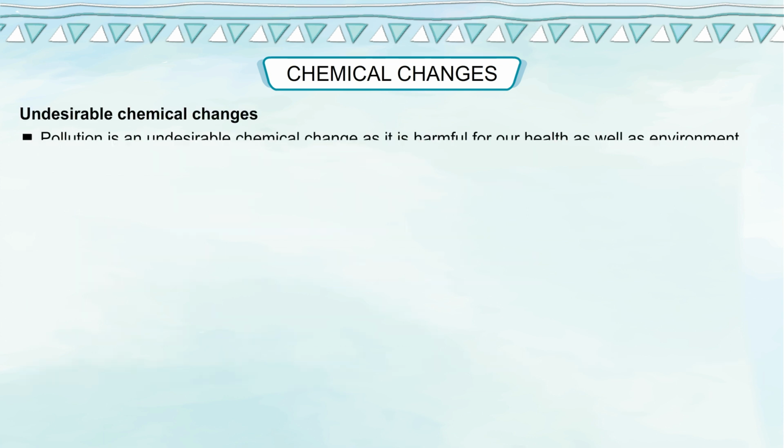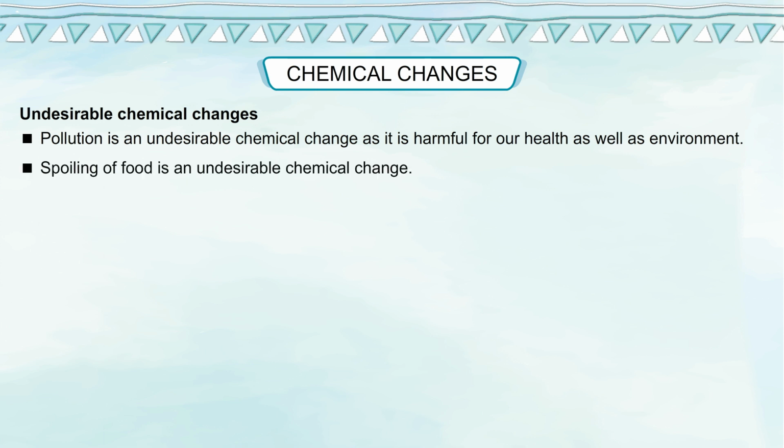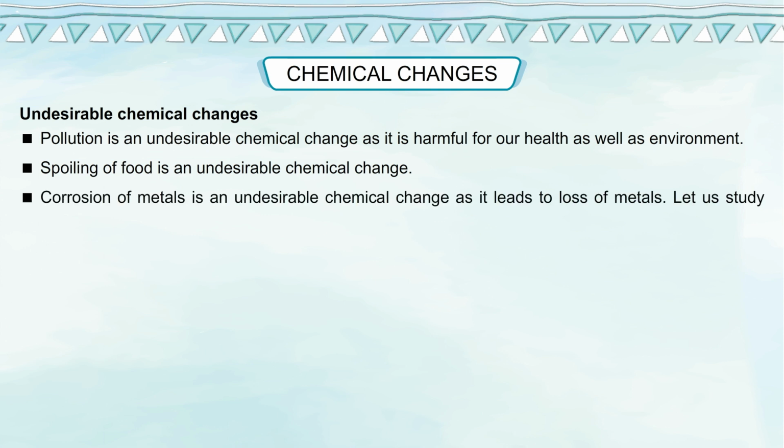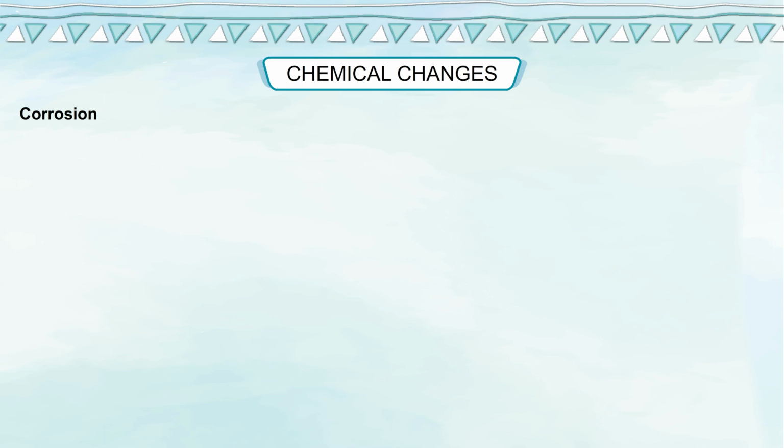Undesirable chemical changes. Pollution is an undesirable chemical change as it is harmful for our health as well as environment. Spoiling of food is an undesirable chemical change. Corrosion of metals is an undesirable chemical change as it leads to loss of metals. Let us study more about corrosion.